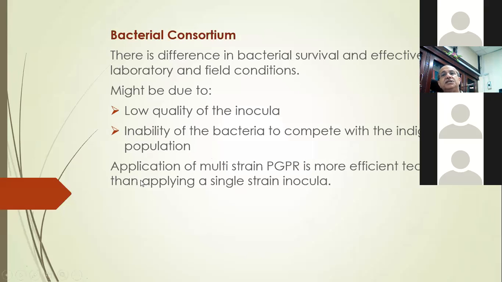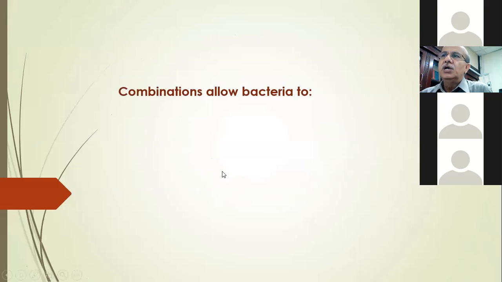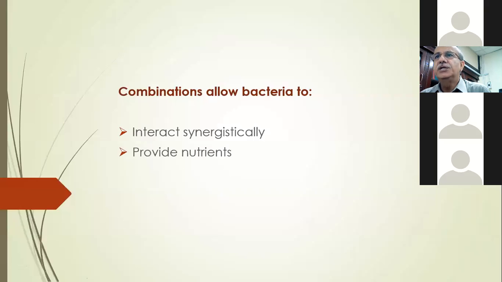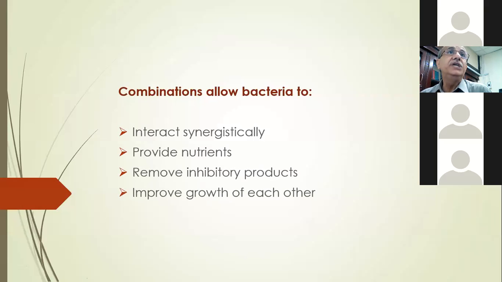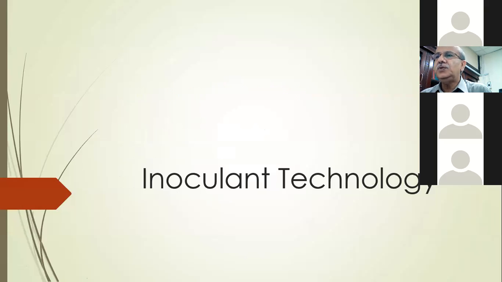So under such conditions, application of multi-strain PGPR is a more efficient technique than applying a single strain inoculum. That's why we try to use a combination of strains. The combination allows bacteria to interact synergistically. We have already studied what synergistic means: mutually beneficial for each other, but not obligatory. They provide nutrients to each other and also to the plant. They remove inhibitory products. They improve growth of each other.